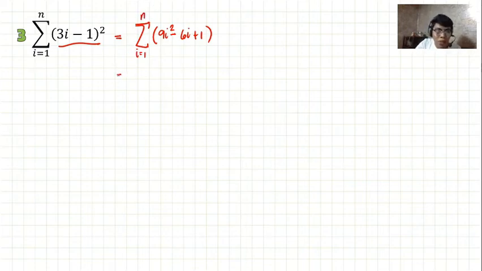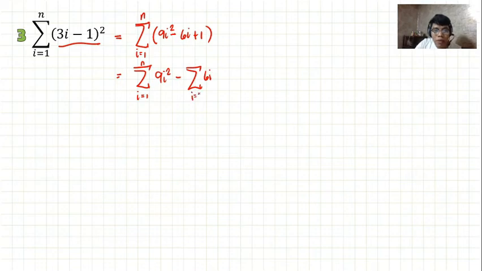Okay, so from that we can distribute the summation. So you have summation of 9i squared, i is from 1 to n, minus summation of 6i, i is from 1 to n, plus summation of 1, i is from 1 to n. Okay? So from that, we can apply property 2. Okay? Labas lang natin yung mga numbers.